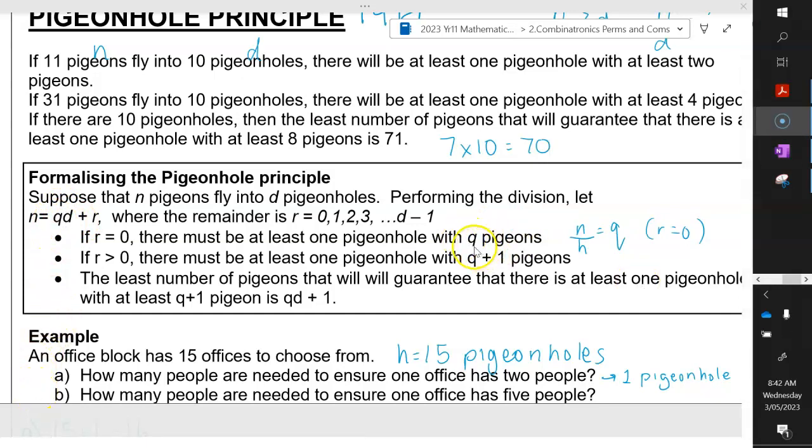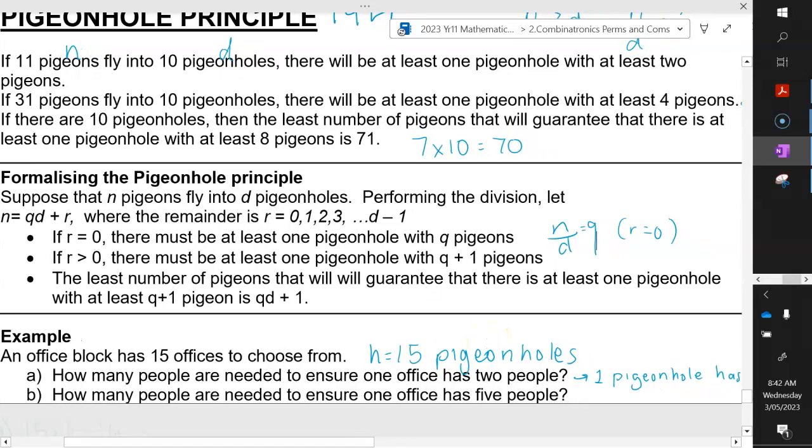If we've got no remainder, then our N is going to divide neatly by our D, and we're going to get Q and no remainder. That will give us how many pigeons are in each hole. But if the remainder is greater than 0, then there must be at least one pigeonhole with Q plus 1 pigeons. So that's that leftover pigeon. Those leftover pigeons, and there might be more than one, still need to be dispersed into those pigeonholes, and some of them are going to have an extra one in there. That's what that is telling us.